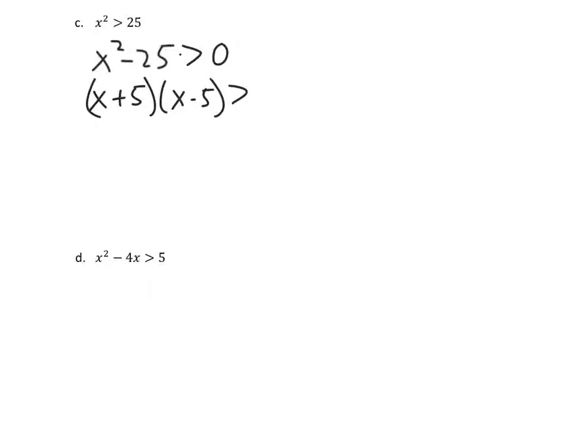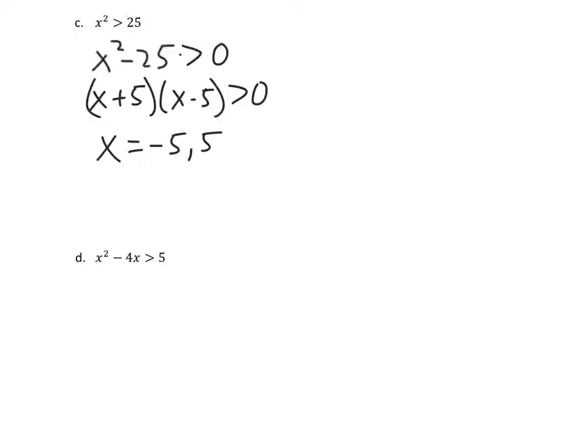In the next example, notice we don't have a 0 on the right side, so we'll have to take care of that first. Subtract 25 from both sides. And then we'll factor, so it'll be x plus 5 times x minus 5 is greater than 0. The zeros would be -5 and +5.